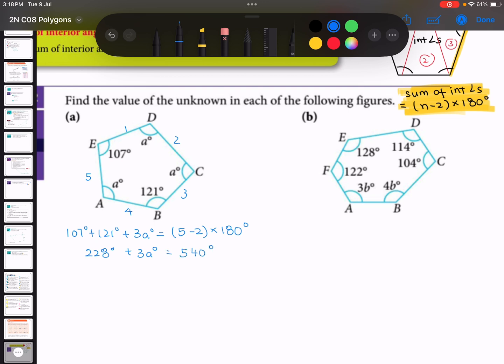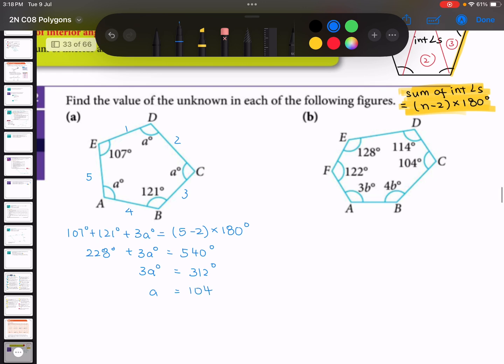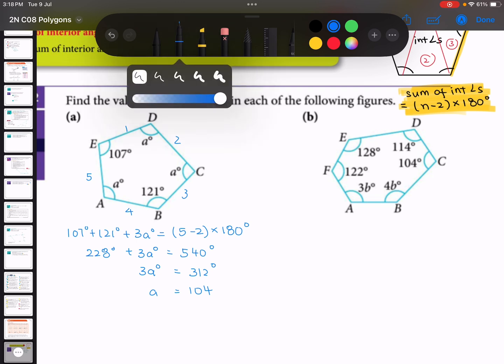Now the rest is just like your algebra. I minus 228 on both sides. Align them based on the equal sign. So my A is 104. You can choose not to write the degree sign if you want, because it's A degrees. So you work with the value of A.